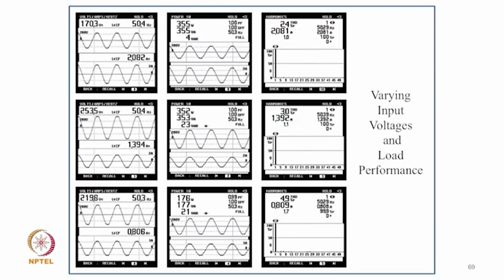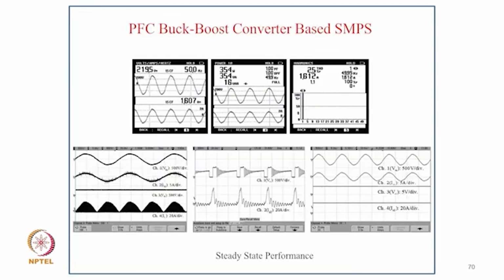So this is the case, of course, under varying input voltage from 170 to 253, and in all cases you get almost power factor unity or 0.99. THD always stays low, even under full load condition THD is only 3%. Of course, in light load condition it goes to 0.9%. As is the case, of course, with the simple PFC buck boost converter switch mode power supply.